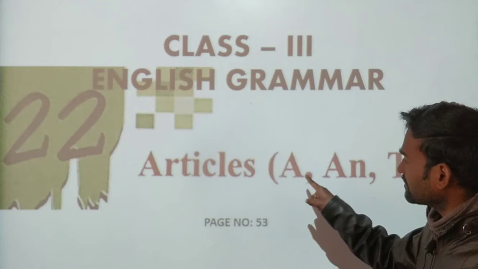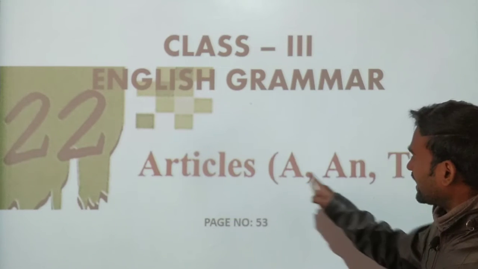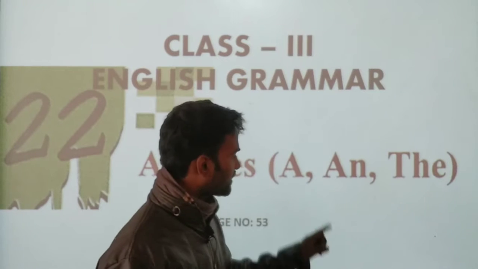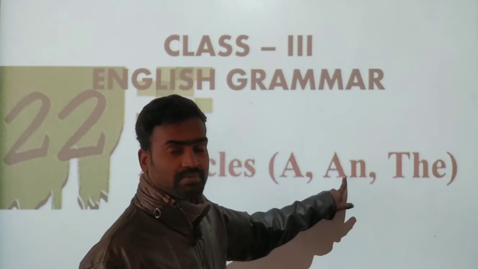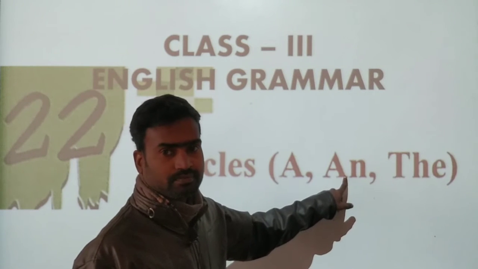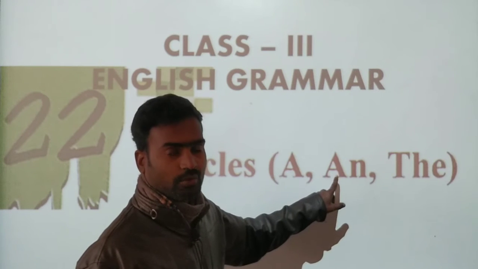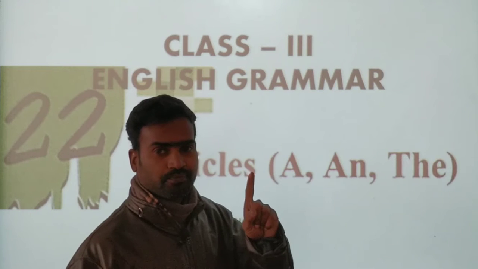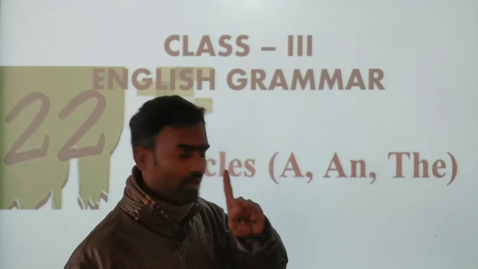When we speak about the meaning of a and an, both are the same. Same means singular. So we use it for singular nouns. A and an mean only one. It refers to only one.